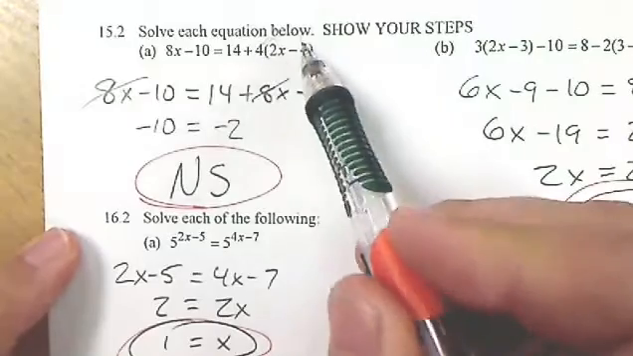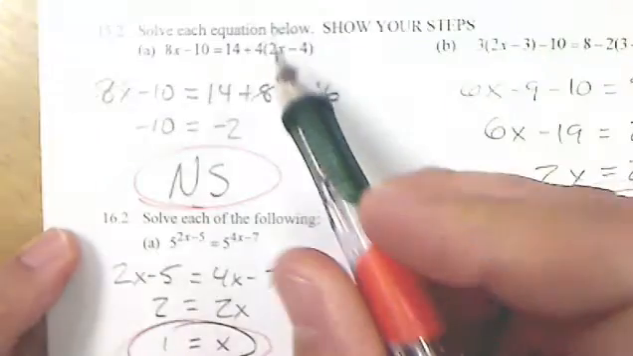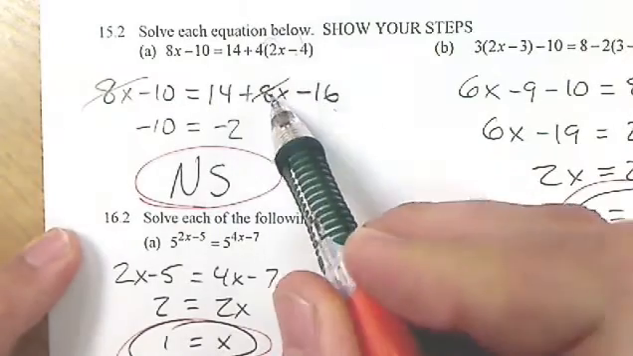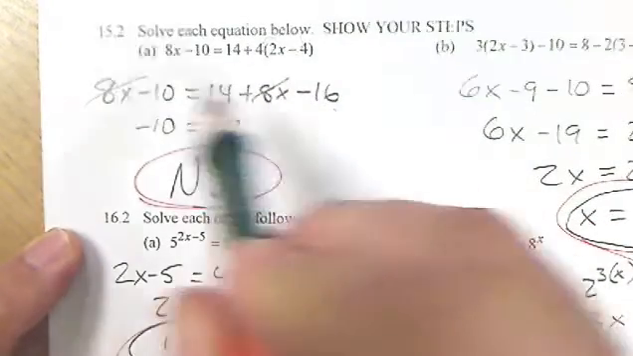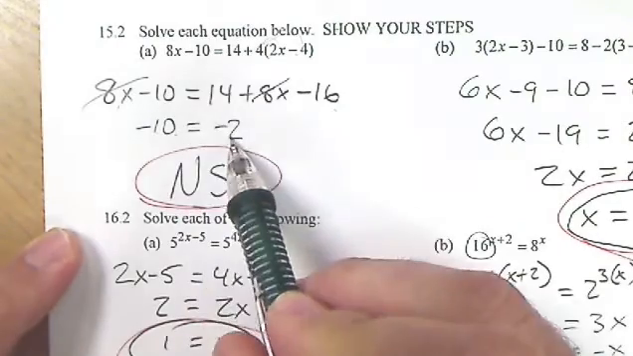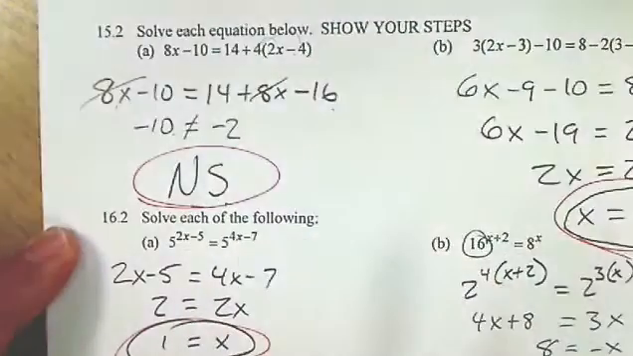Always distribute first. And negative times the positive is a -16. Add or subtract 8x from both sides. Subtract 8x, and I get -10 equals -2, and that is not true, so it's no solution.